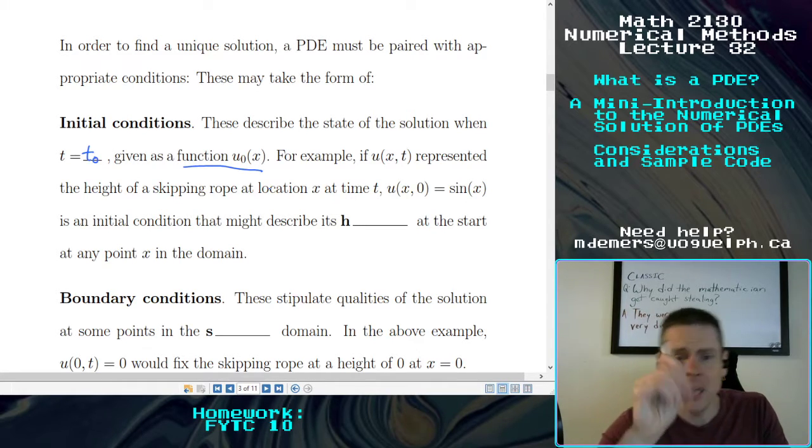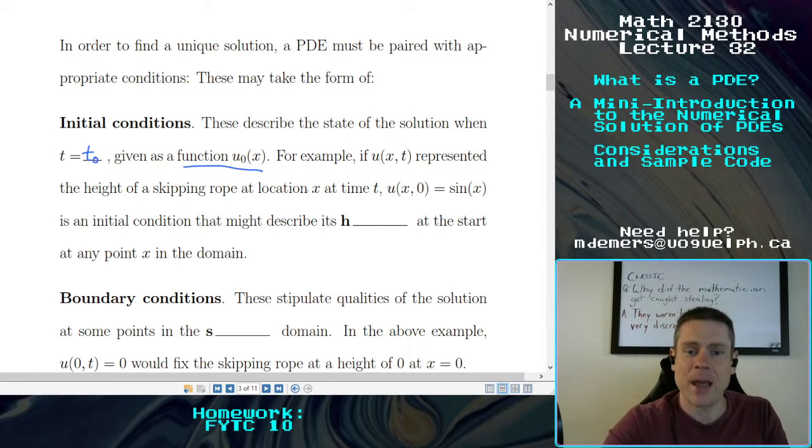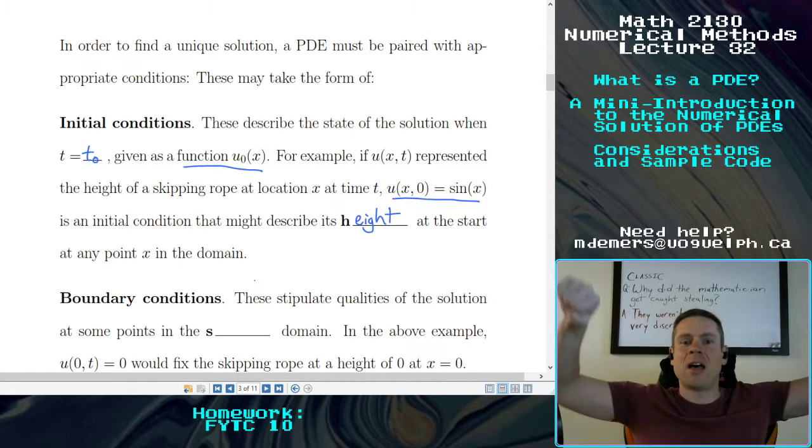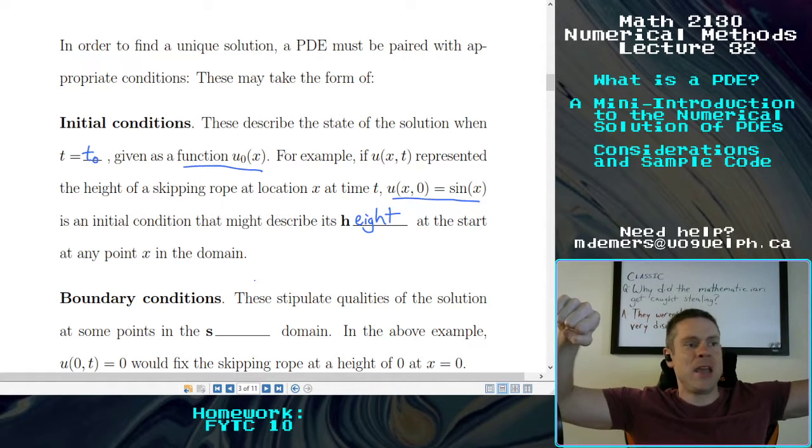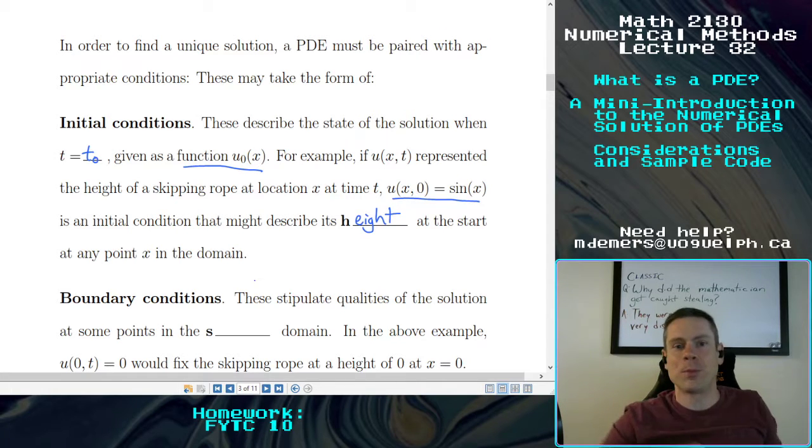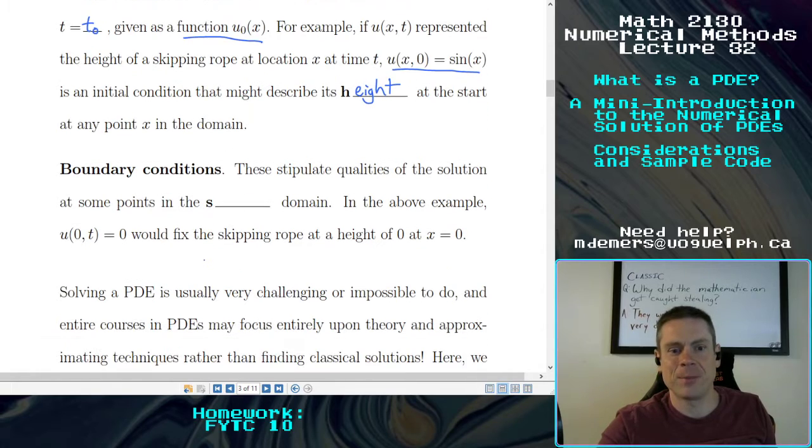So let's see here. For example, if u of x, t represented, to get away from the heat example, the height of a skipping rope at location x at time t, u of x, 0 equals sine of x is an initial condition that might describe the skipping rope's height at the start at any point x in the domain. So maybe I have a skipping rope, and the height of that rope describes its initial state, that sort of thing.